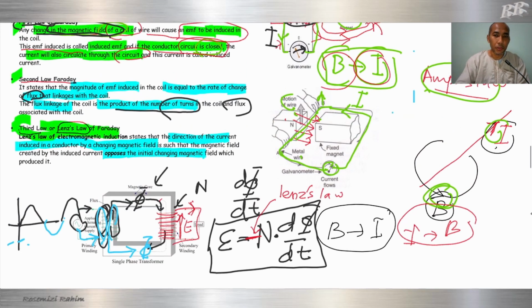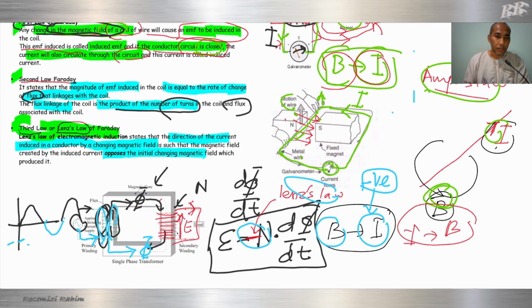In the previous video we learned about Faraday's law, and from Faraday's law, a changing magnetic field can provide an induced current. However, at the end of the video we discovered that this negative symbol means that the induced current is negative. Why is the current negative? This is explained by Lenz's law.